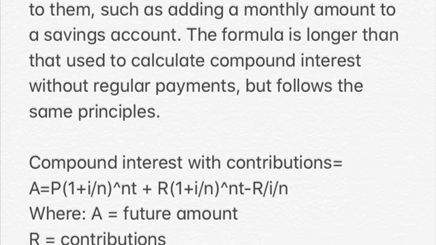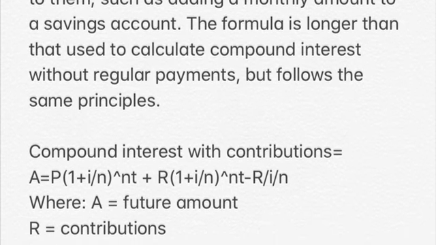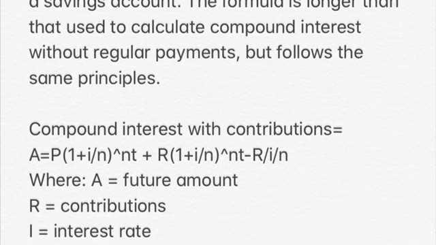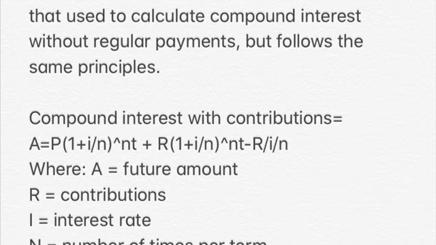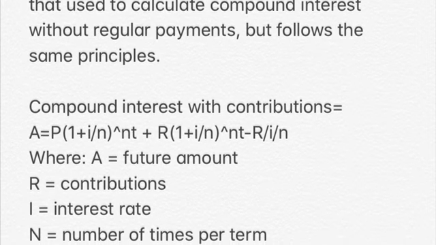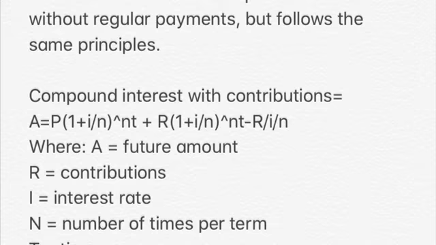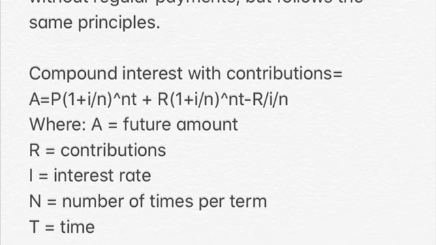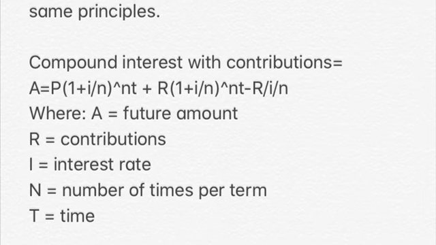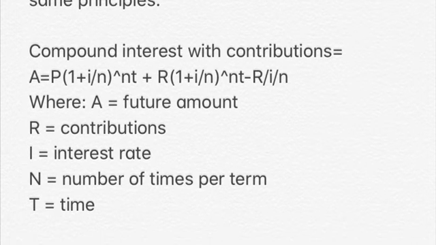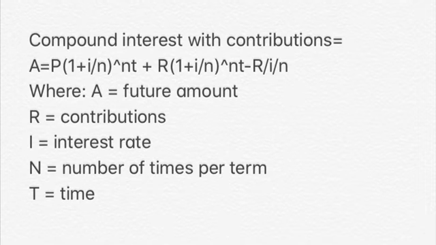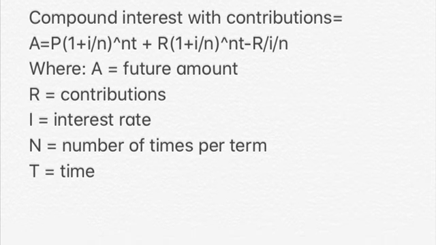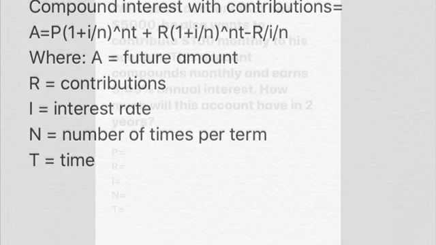Compound interest with contributions: A equals P bracket 1 plus I divided by N bracket NT plus R bracket 1 plus I divided by N bracket NT minus R divided by N divided by I, where A equals future amount, R equals contributions, I equals interest rate, N equals number of times per term, and T equals time.